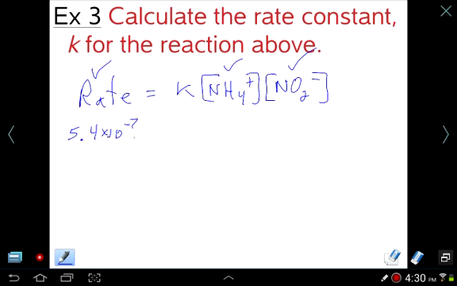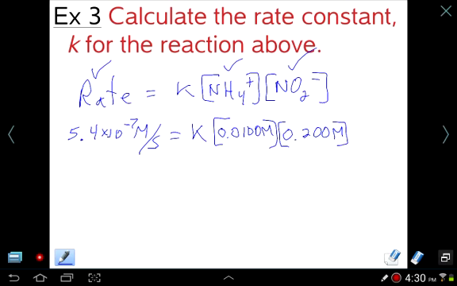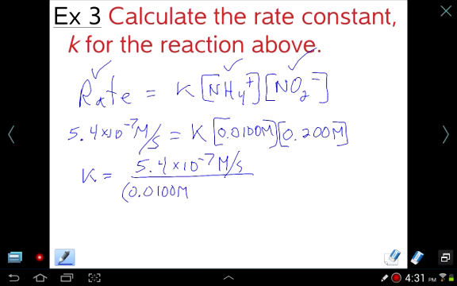And this was molarity per second, equals a constant. Our initial concentration of NH4 plus was 0.0100 molar, and essentially we're multiplying these together. NO2 minus was 0.200 molar. So rearranging the equation to solve for K, what we have is 5.4 times 10 to the negative 7 molarity per second divided by these two multiplied by one another, 0.0100 molar times 0.200 molar.